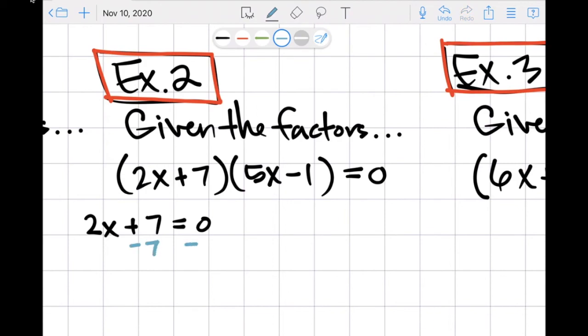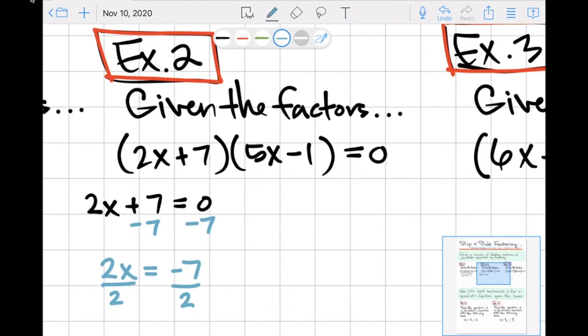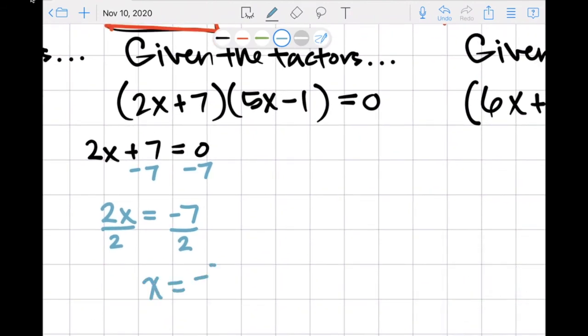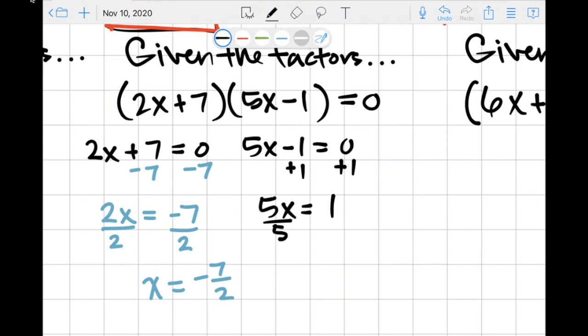So here we would subtract 7 from both sides, so we'd have 2x is equal to negative 7, and then divide both sides by 2. So you'd have one of your solutions as negative 7 halves. And here, if we set 5x minus 1 equal to 0, we would add 1 to both sides, and then we'd have 5x is equal to 1. Then we would divide both sides by 5 and find that the other solution is 1 over 5.